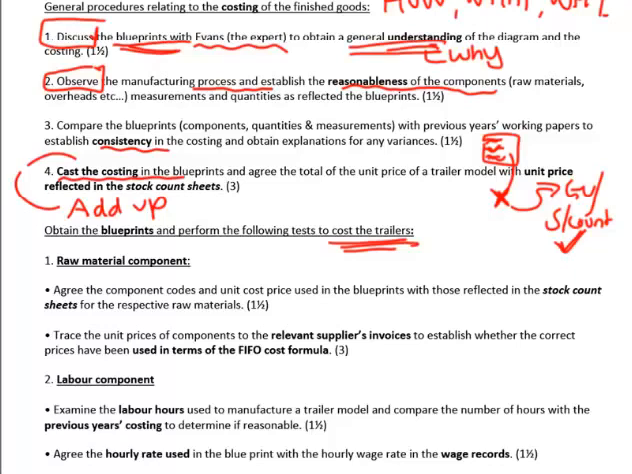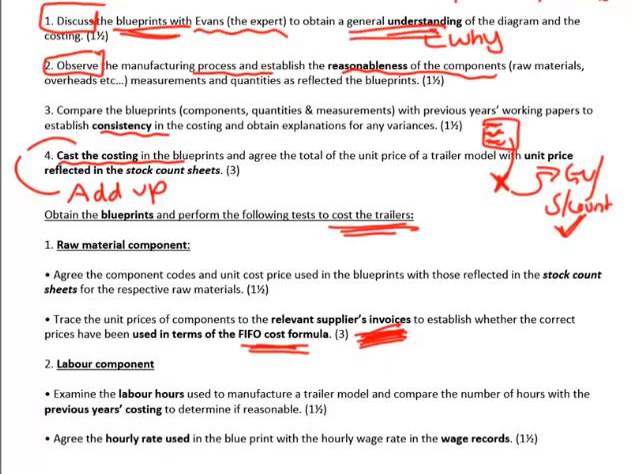We could trace the unit prices of the components to the relevant suppliers' invoices. Now that's a good one. We need to make sure that the amount that we're using for the cost is actually what we paid for it. And the best way to do that would be to trace it to that supplier's invoice to establish whether the correct prices have been used in terms of the FIFO. Remember they talked about the FIFO? So by tracing it through to that relevant supplier's invoice, we'll make sure they're actually doing this FIFO formula correctly.